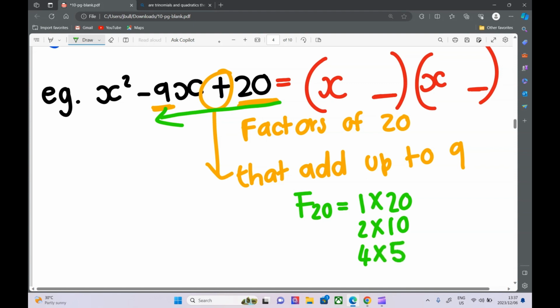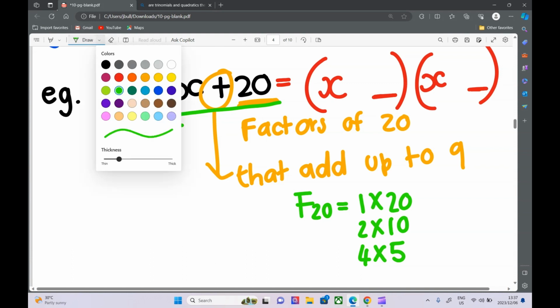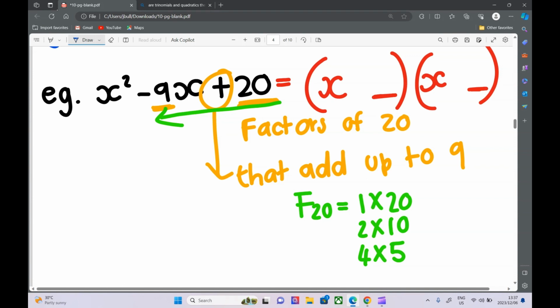Okay, and then you've got to test which of these, if you add them up, so even though they've got a multiplying sign, if you add them up, which one of them gives you 9. So 1 plus 20 would give me 21, so it can't be them. 2 plus 10 would give me 12, so not them. 4 plus 5 would give me 9. So these are my factors of 20 that if I add them together, I get 9.